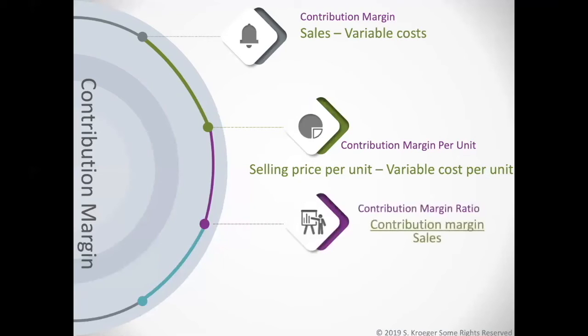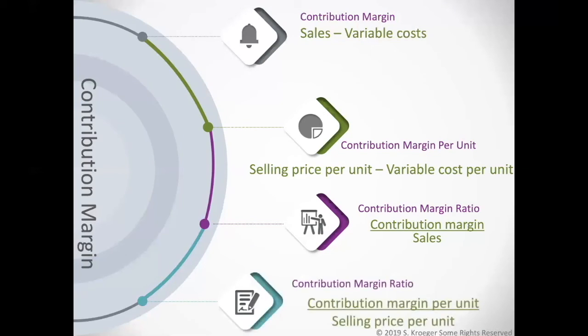Lastly is the contribution margin ratio. This will turn the information you just calculated into a percent. You can find this number in two ways, using either the contribution margin or contribution margin per unit numbers. You can either divide contribution margin by the total sales, or you can divide contribution margin per unit by the selling price per unit. You would get the same answer using either formula.